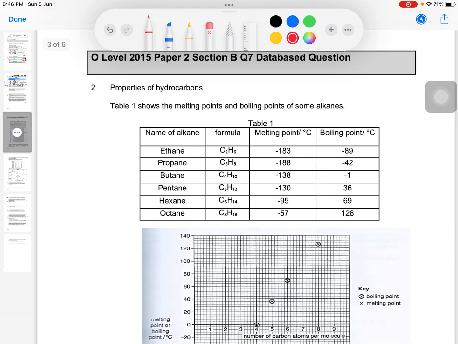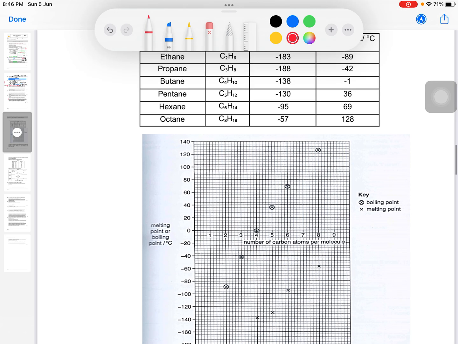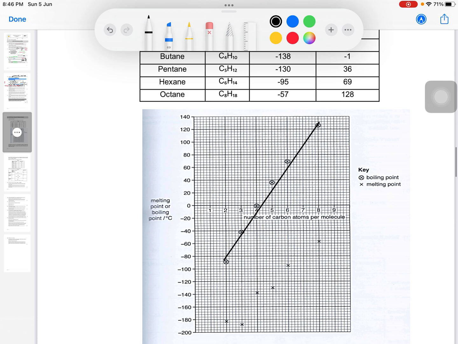Okay, next, 2015 paper 2. This is a database question. You are given alkanes from ethane to octane, the formulas, the melting points, and the boiling points. If you look generally, this will be the trend: as the number of carbon atoms increases, my boiling point will increase. However, there is an anomaly here. It will decrease here, and after that there's a slight, not a very fixed trend here. So this one especially is the anomaly.